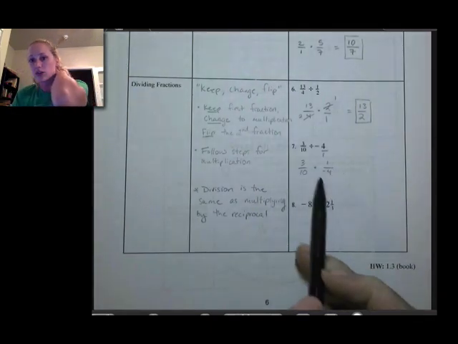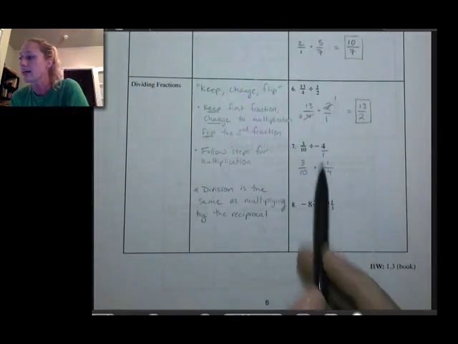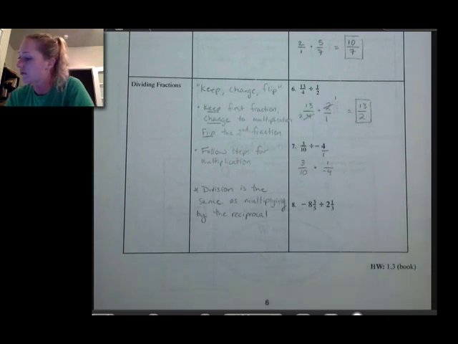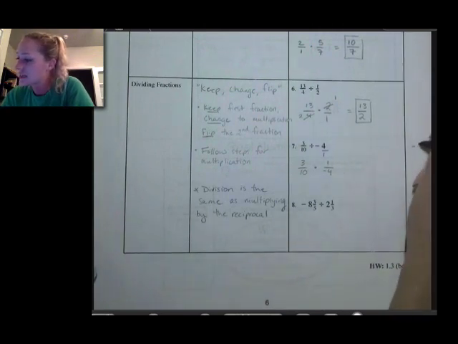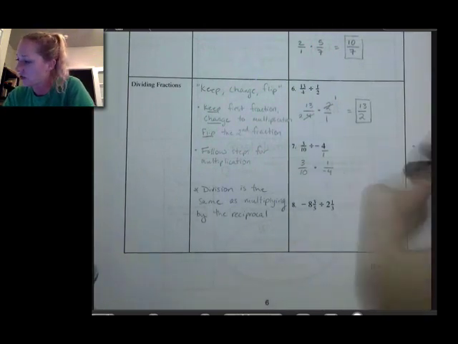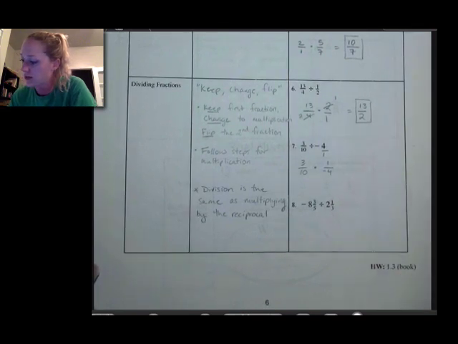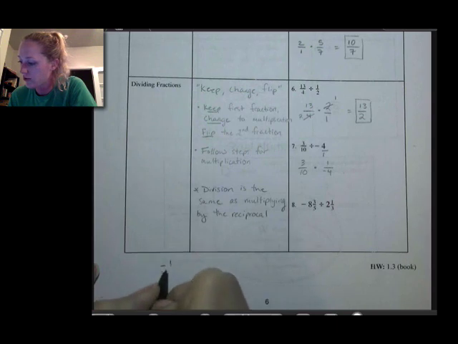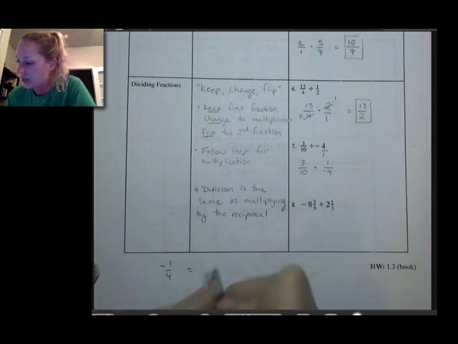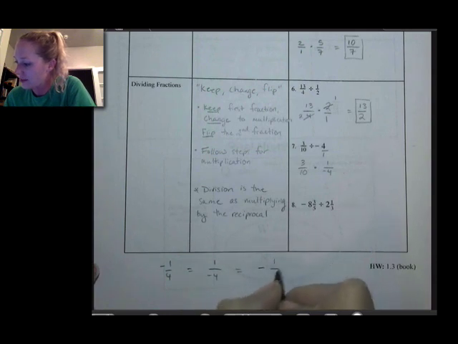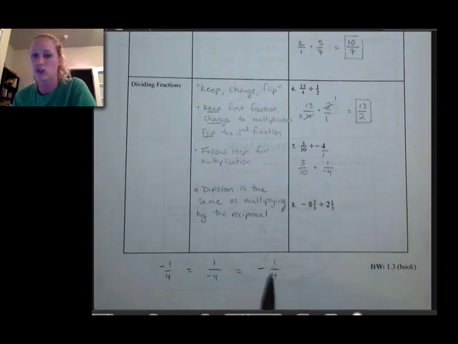Now, here's a good moment to talk about negatives with fractions. A lot of people get confused. Here I'm just going to do this at the bottom. Negative 1/4 is the same as 1 over negative 4, which is also the same as a negative in the middle. You can see that written each way.